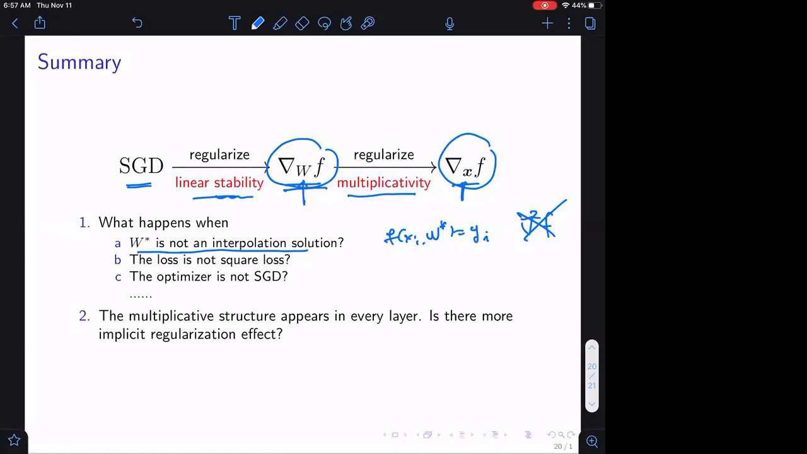And the second is, what if the loss is not a square loss? I believe that's a minor issue. I wouldn't say it's minor, but our analysis could probably be extended to that.